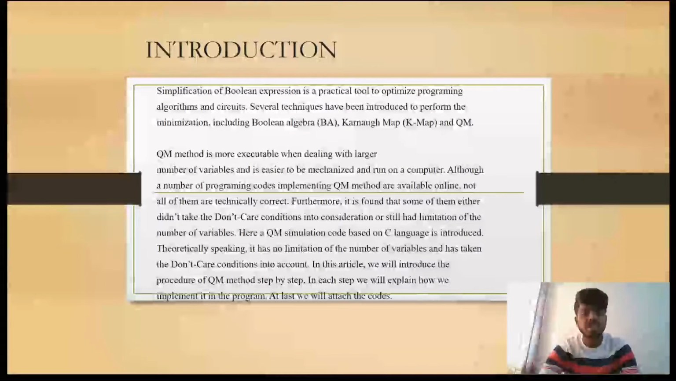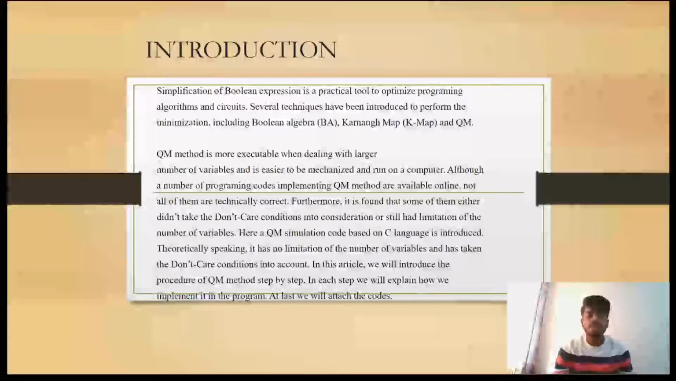Why is Quine-McCluskey required? We all know simplification of Boolean expressions is a very good and practical tool for optimizing programming algorithms and circuits. We have several different techniques to do this. One is Boolean algebra, one is K-maps, also known as Karnaugh maps, and the other one is Quine-McCluskey. The main problem with Boolean algebra is that as the number of variables increases, algebra gets more complicated.